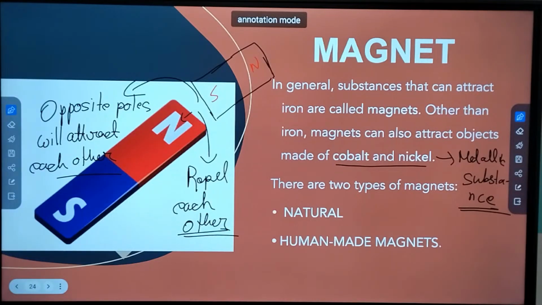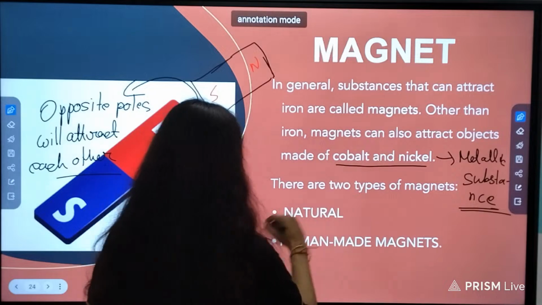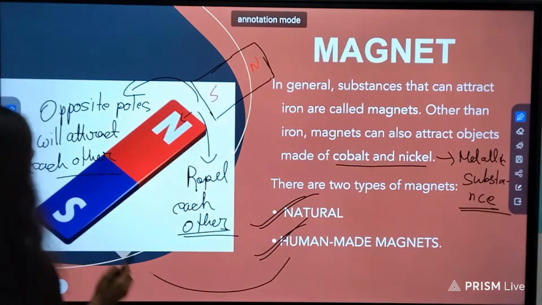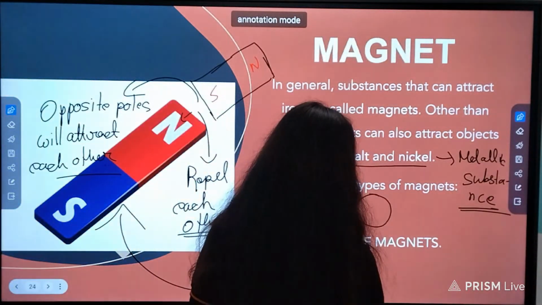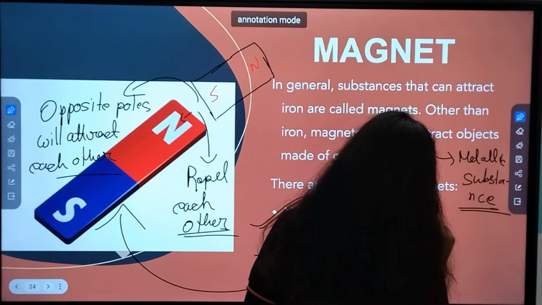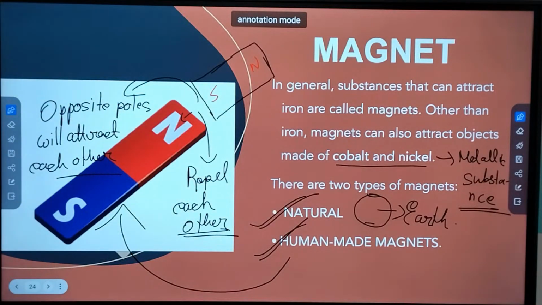Done? Now, there are two types of magnet. One is natural magnet, one is man-made. The man-made magnet is this one given, and for natural magnet, I have already told you that our earth itself is a magnetic field. Understood? Clear?